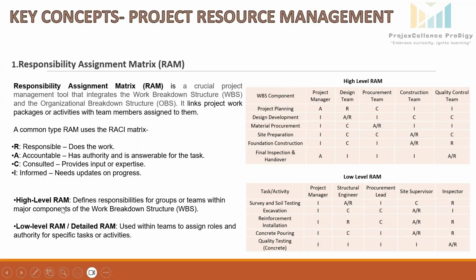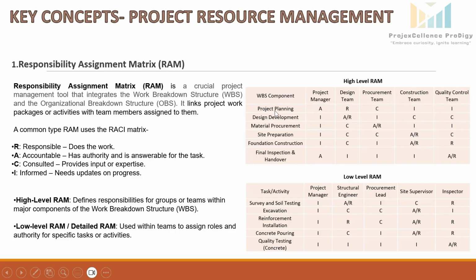In big projects, normally two types of RACI matrices are drawn, high level RAM and low level RAM. We call it detailed RAM as well. High level RAM defines responsibilities for groups or teams within major components of the work breakdown structure. Here we can see high level RAM is illustrated. On the left hand side, all the major components of WBS are mentioned, like project planning, design development, material procurement, site preparation, and so on. On top, here we can see all the assigned teams or departments are mentioned.